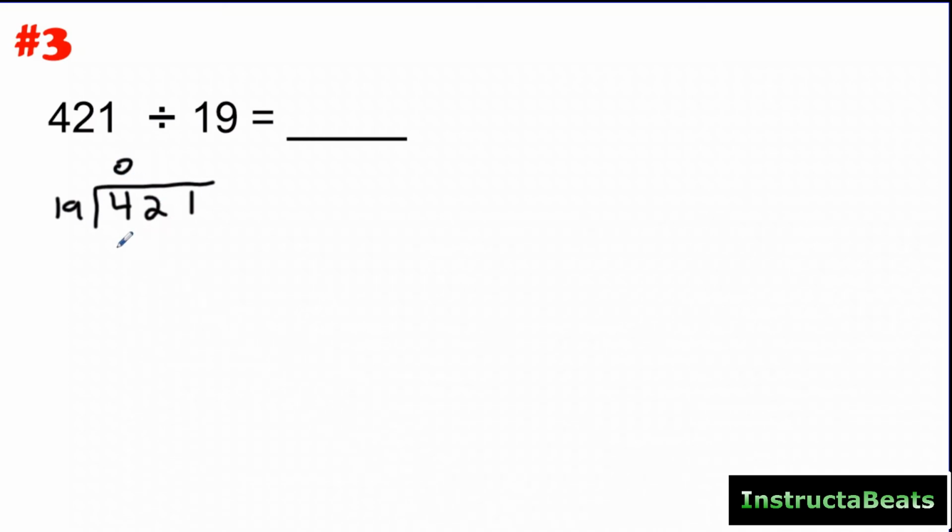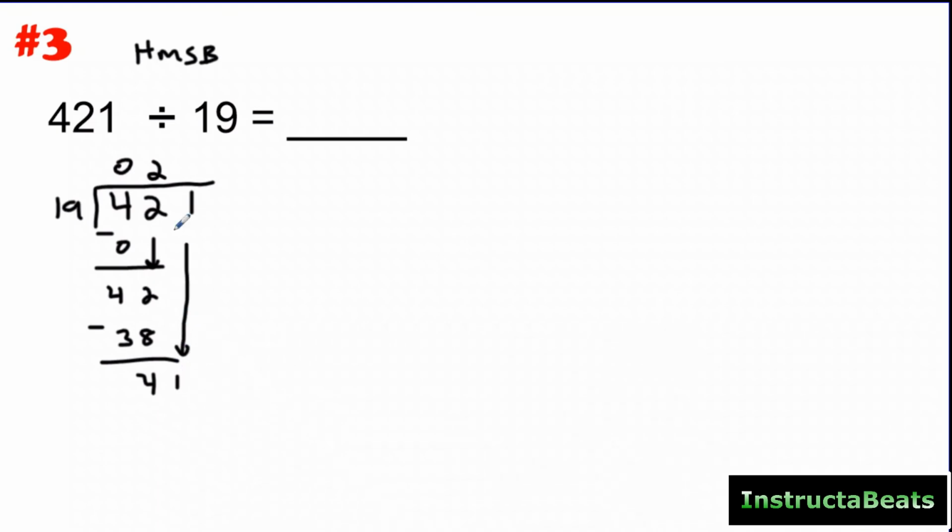I know 0 groups of 19 go into 4. How many groups? Multiply, subtract, bring down. That's 4. Bring down my 2. That is going to be 2 groups, which is going to be 38. I'm going to subtract and get 4, and I'm going to bring down my 1. Again, I have another 2 groups of 19, which is 38. I subtract. I'm going to have 3 left over. I have brought down every digit, and I have a digit over each digit in my dividend, which means I'm done. And my quotient's 22 with a remainder of 3.